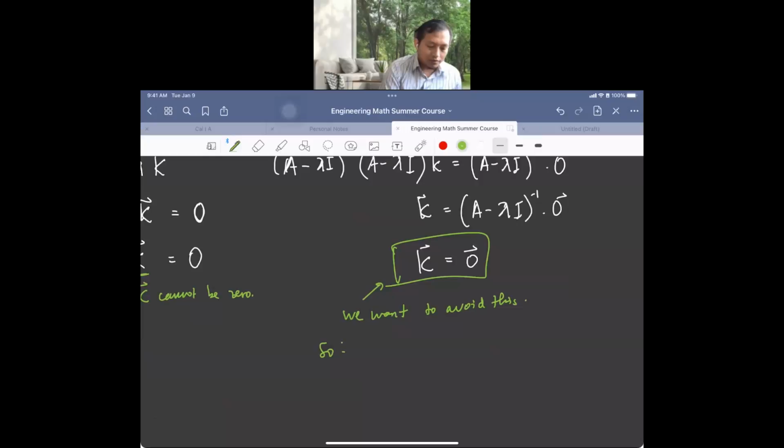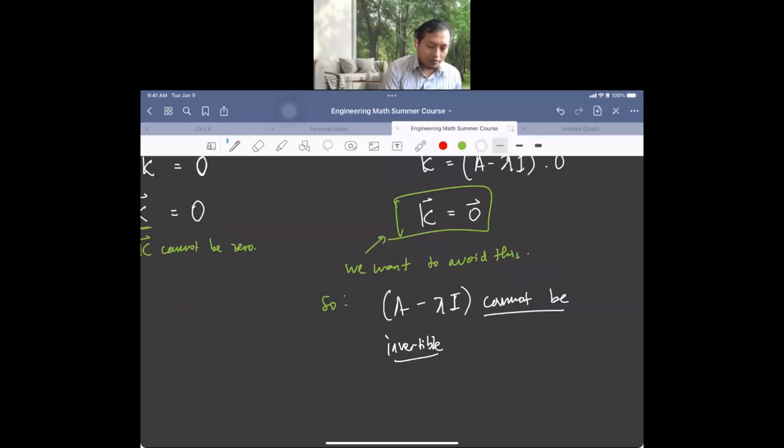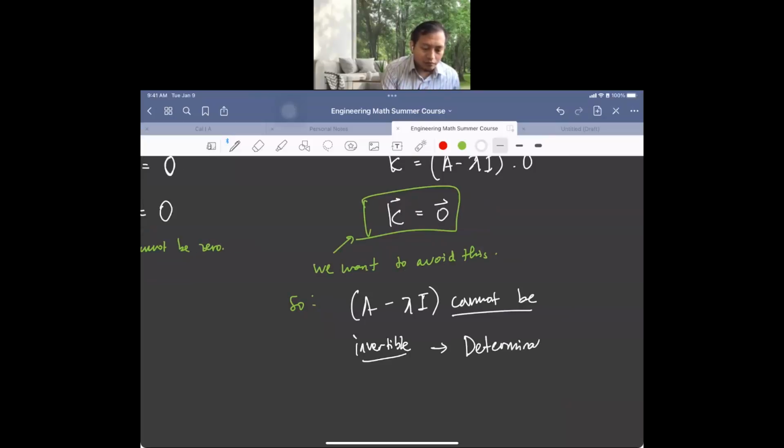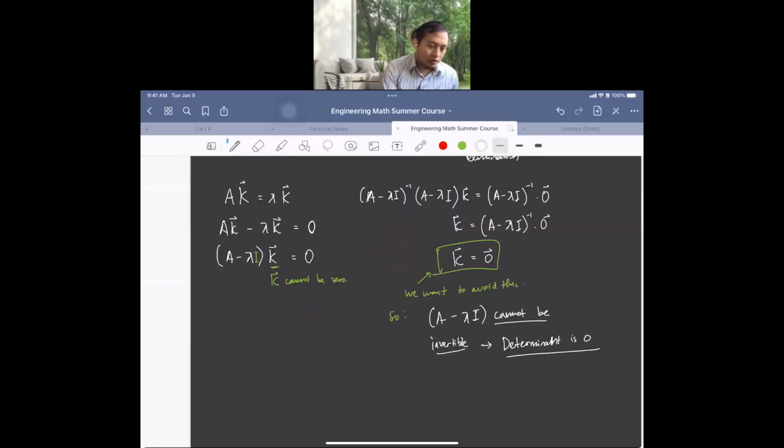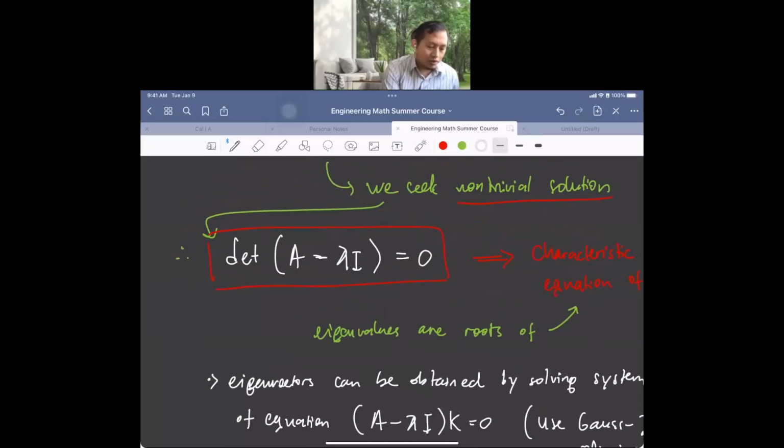So our conclusion is that A minus lambda identity cannot be invertible, which means that we don't want this to be invertible. So this part should not have any inverse. If we take that as our definition, then this will have the determinant 0. That's why, so that we don't have any inverse. So we are going to have this as our characteristic equation.